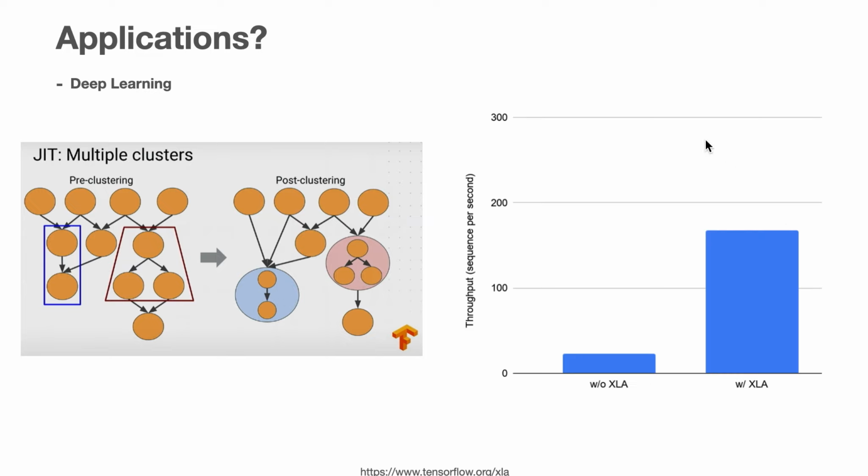I copied these benchmarks from the TensorFlow website. You can clearly see that with XLA, the throughput has increased to a very big number as compared to the without XLA case.